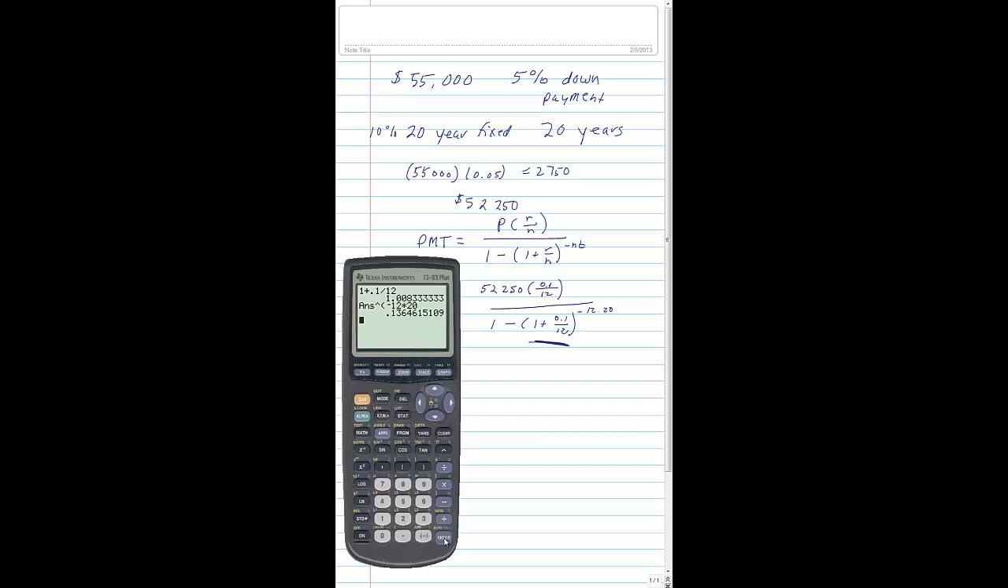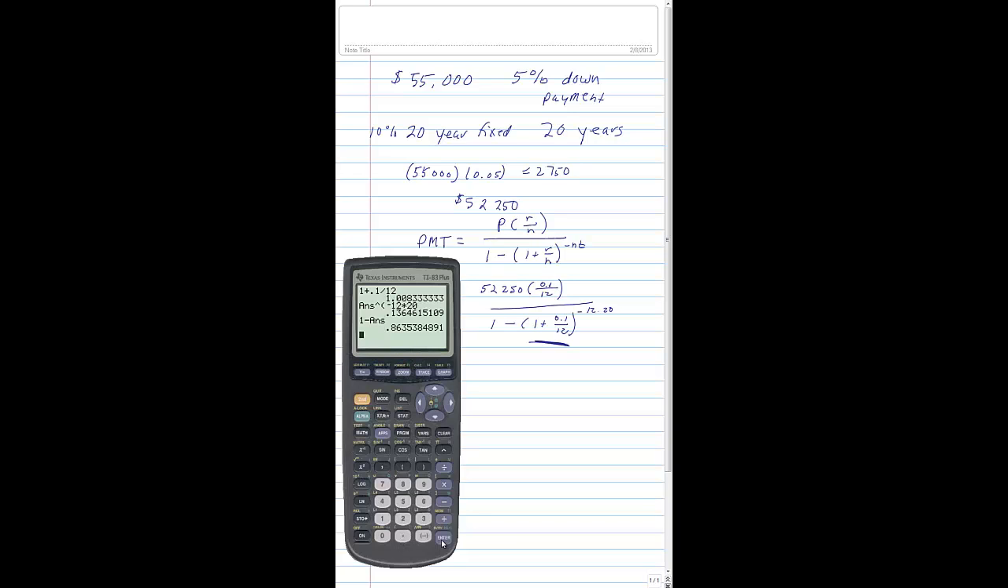And that's what I have for the 1 plus 0.1 divided by 12 raised to the negative 12 times 20 power. I want to now subtract this from 1. So I need to say 1 minus, and now I want to subtract from that what I just entered in my calculator. So I'm going to do second answer. That's taking that 0.1364615109 and subtracting it from 1. That's now my denominator. What I'm going to do is leave that there.